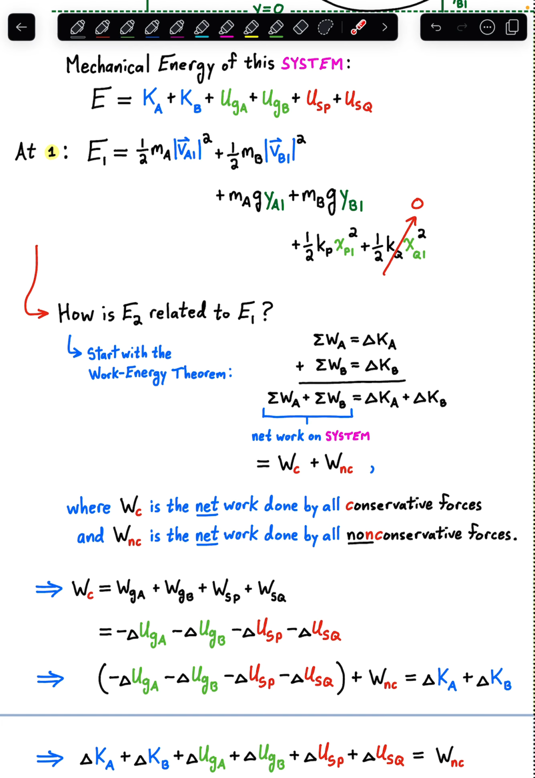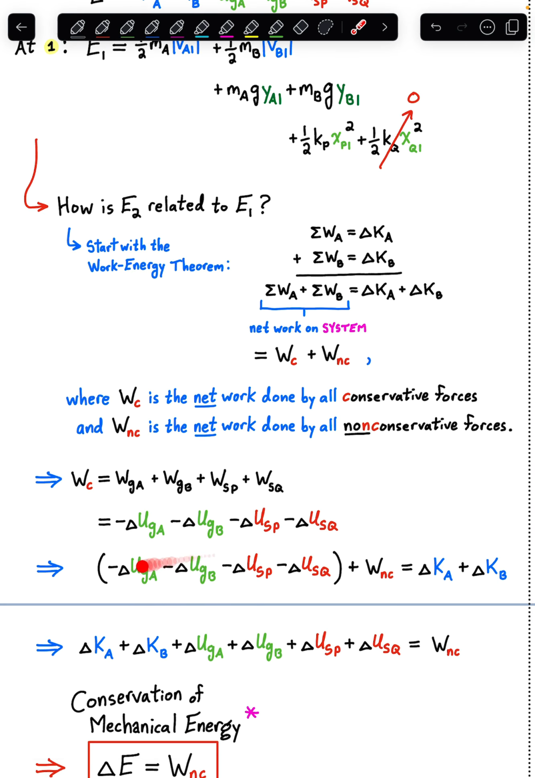That's here now. Our next move is to just rearrange these terms here. I'm going to add all of these delta U's over to the side with delta K's, and then flip the two sides. That'll get us to this line, where we've got delta K plus delta K plus delta U plus delta U plus delta U plus delta U equals WNC. We've got the work done by non-conservative forces isolated all by itself over here, the net work by non-conservative forces. We show that that is equal to the sums of all these changes of kinetic energies and gravitational and spring potential energies.